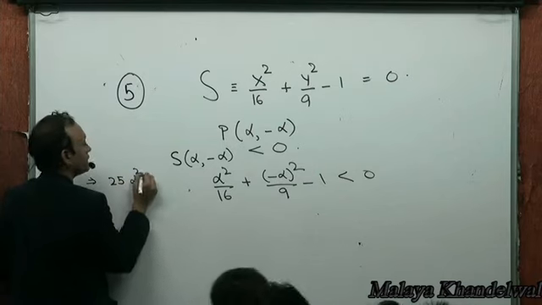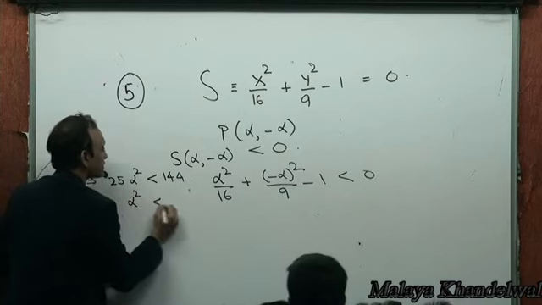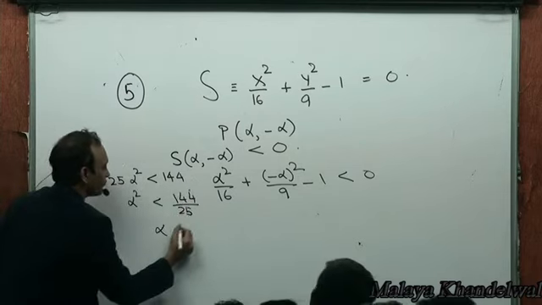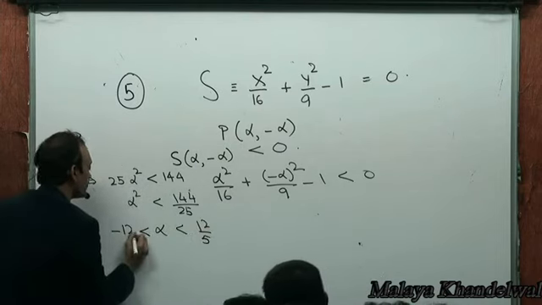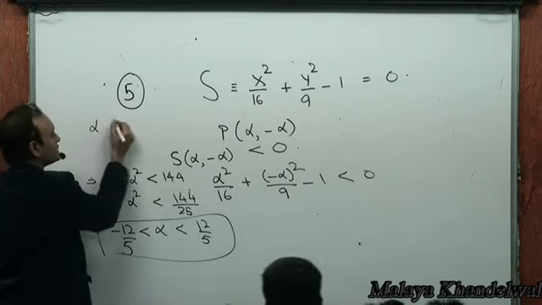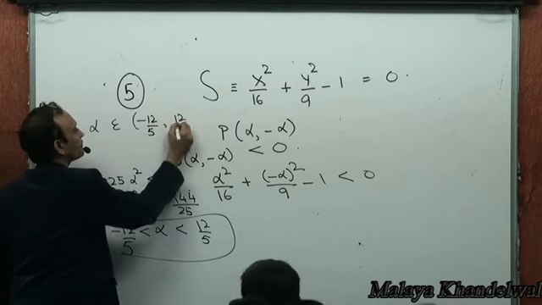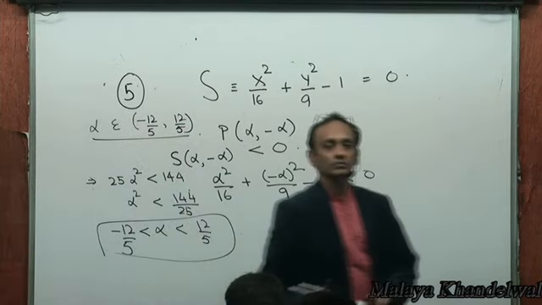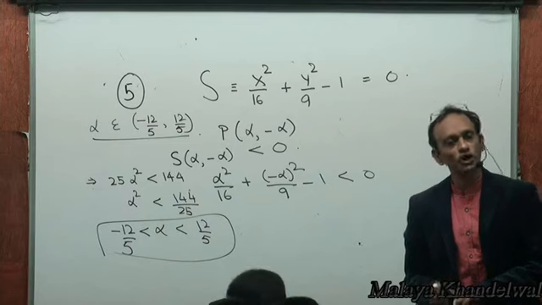25 alpha squared less than 144, or alpha squared less than 144 by 25, which gives me alpha less than 12 by 5 but greater than minus 12 by 5. Yes or no? So alpha must belong to the interval minus 12 by 5 to plus 12 by 5. That's the interval to which alpha must belong, so that the point P lies inside the ellipse. All's good?